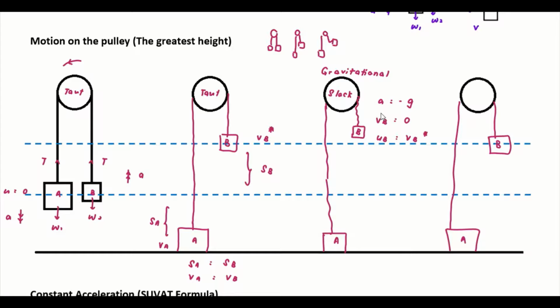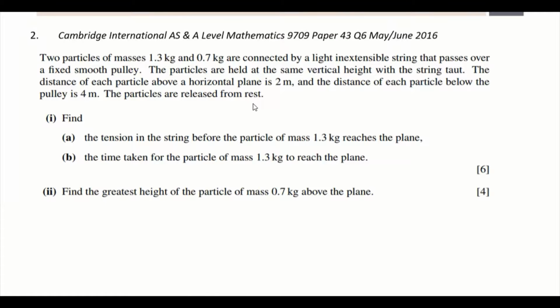So now let's look at example 2. I hope that you can roughly understand this idea here. Alright, so this is a past year question from Paper 4, May/June 2016. Okay, so two particles of masses 1.3 kg and 0.7 kg are connected by a light inextensible string that passes over a fixed smooth pulley. Okay, so the particles are held at the same vertical height with the string taut.